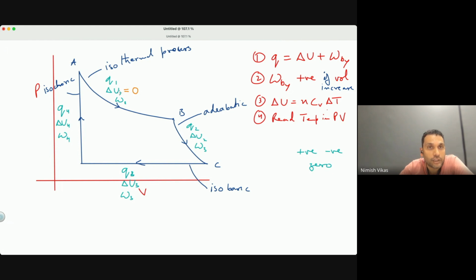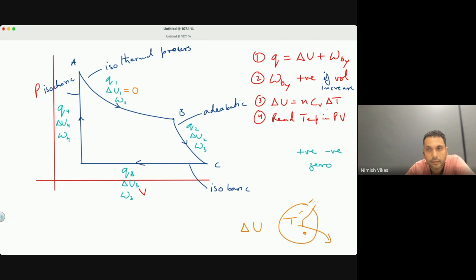See, if I have to check the change in internal energy, the only thing I have to see is what is happening to the temperature. If the temperature is increasing, internal energy is increasing. If the temperature is decreasing, internal energy is decreasing.